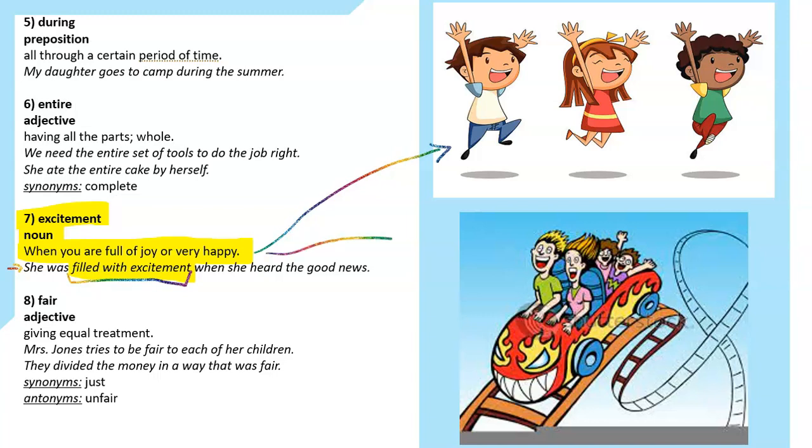Or the people were full of excitement when they got on the roller coaster. Anything that makes you full of joy or happiness, you can use this word excitement to describe it, but you should always say full of and then excitement together. Or we can say filled with excitement. Either way is fine, but make sure you have who is full of excitement and then why. Why are they full of excitement?